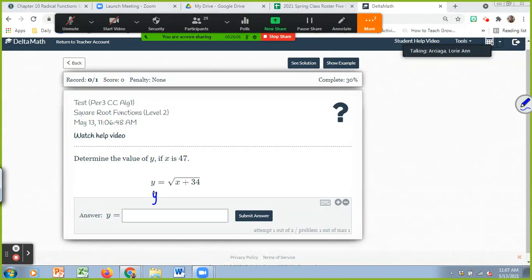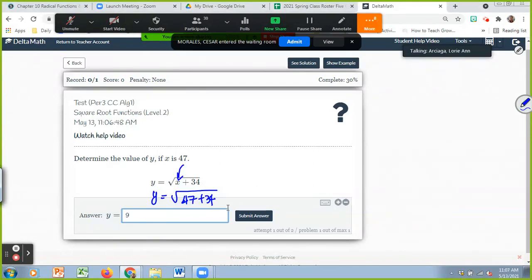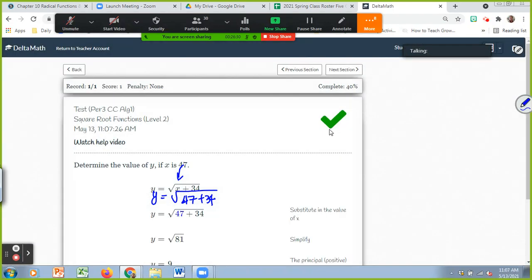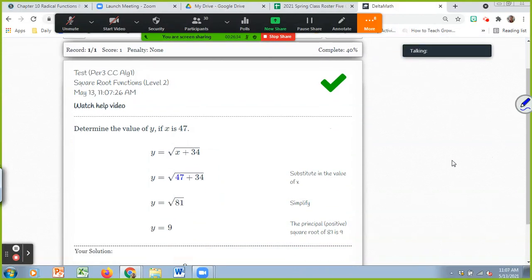Okay, so now let's do it again. So y is equal to, you plug in that 47 for x, you add them up, and then get the final answer. I need help. Sam said 9. What about the others? If you're getting 9, can you type it in? 9. Let's try 9. Yay! Very good.